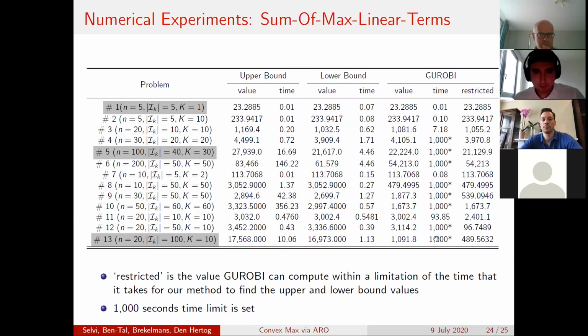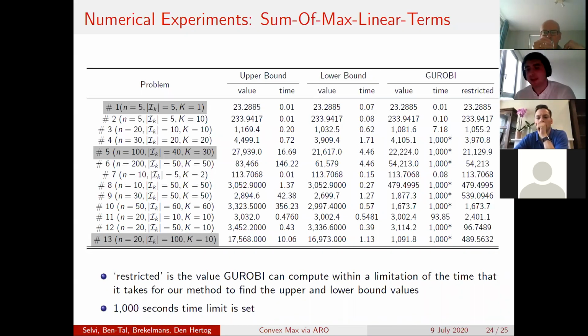In the next experiment, we are maximizing the sum of max linear terms function. This is a special problem because the solvers reformulate it as a mixed integer optimization problem. That's why we use Gurobi as a benchmark solver. But again, because it's a mixed integer problem, in big size problems we don't expect much from the solver.